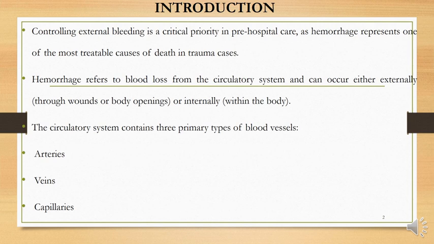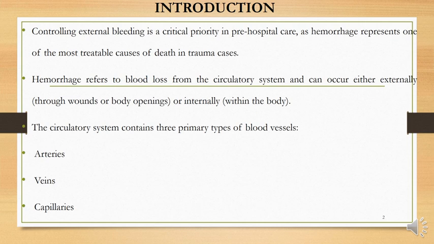Introduction. Controlling external bleeding is a critical priority in pre-hospital care, as hemorrhage represents one of the most treatable causes of death in trauma cases. Hemorrhage refers to blood loss from the circulatory system and can occur either externally, through wounds or body openings, or internally within the body. So hemorrhage can occur in two ways: the external one, which is visible to everyone, through wounds or body openings, or internally within the body.